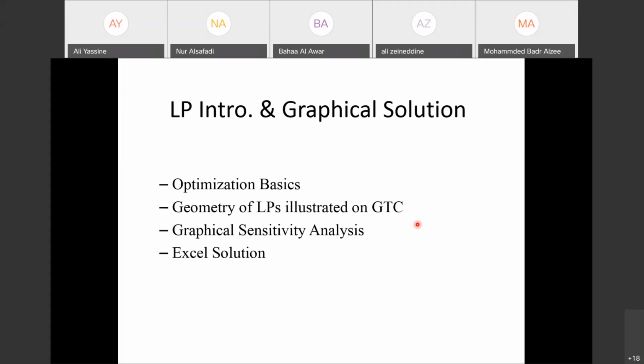Graphical sensitivity analysis. After the graphical solution, we'll look at some sensitivity analysis, and then we'll deal with this next week: how do we solve the problem using Excel, for those of you who don't know? And then we will talk a little bit about the add-on that comes with this book. We'll see if it's still available or not, and how to download it.